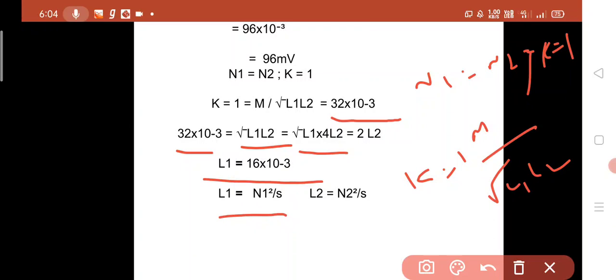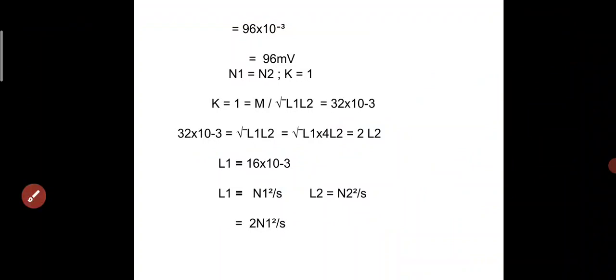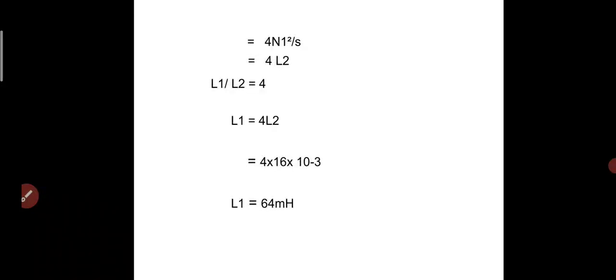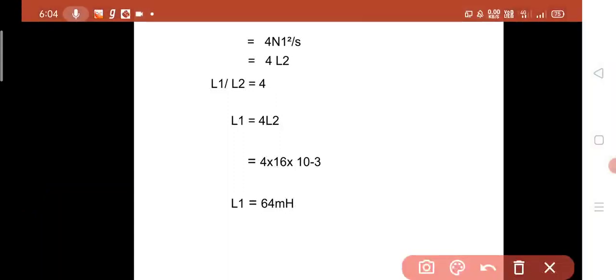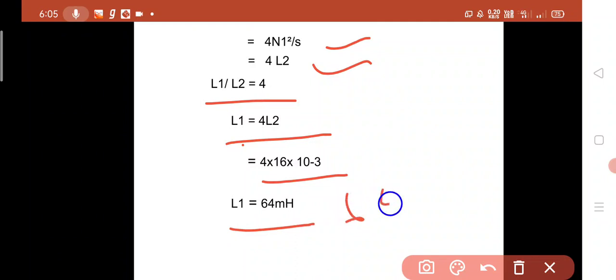L1 is equal to N1 square by S, L2 is equal to N2 square by S. So L1 is equal to 2 N1 square by S, and 4 N1 square by S is equal to 4 L2. So L1 is equal to 4 L2. So 4 into L2 is equal to 16 into 10 to the power of minus 3. So L1 is equal to 64 milliamperes.